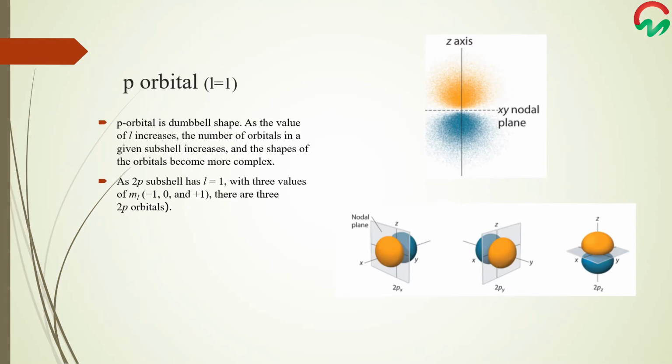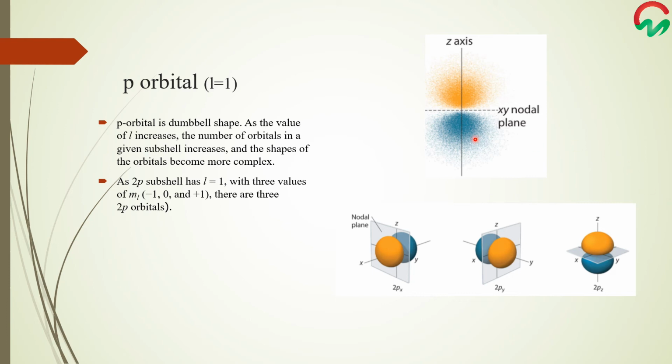The p orbital is dumbbell shaped, and as the value of L increases, the number of orbitals in a given subshell also increases, and the shapes of the orbitals become more complex. If we take the example of the 2p subshell, for L equals 1, it has three values of Ml: 0, +1, and -1. And there are three 2p orbitals, which are shown in this figure: 2px, 2py, and 2pz.